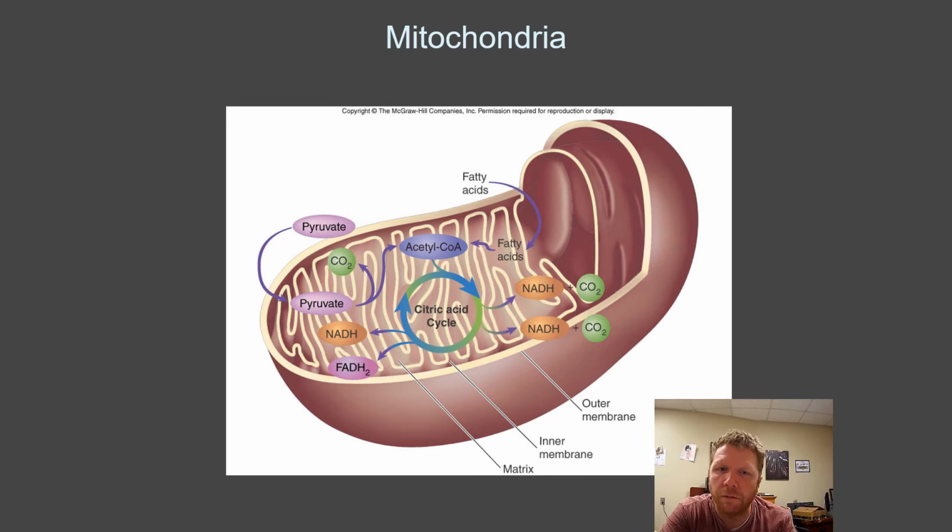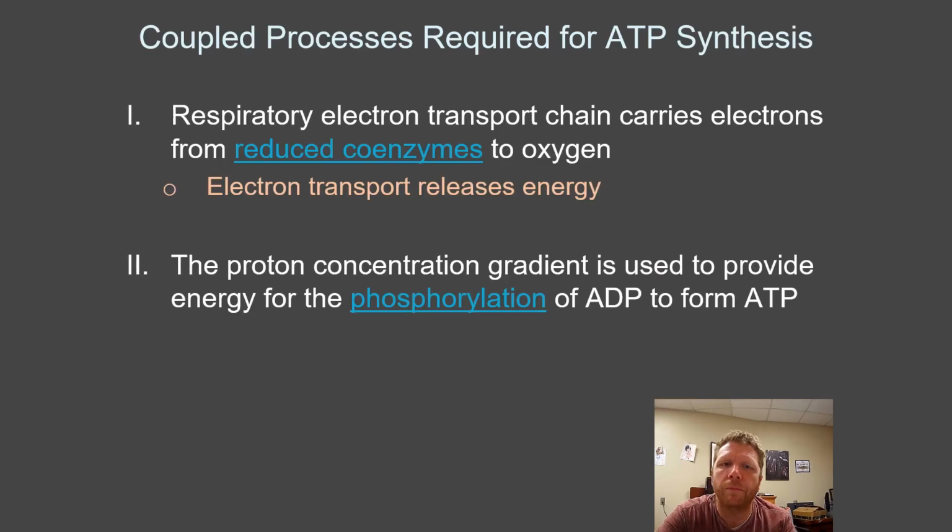Here's an example of our mitochondria. We've got our citric acid cycle taking place on the interior of the mitochondrial membrane. We've got pyruvate, which can make its way across that outer membrane and then is transported into the inner membrane. NADH, FADH2, these are all going to be produced within or on the interior side of the mitochondrial membrane, inner mitochondrial membrane.